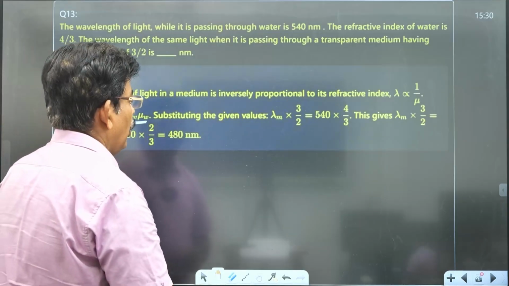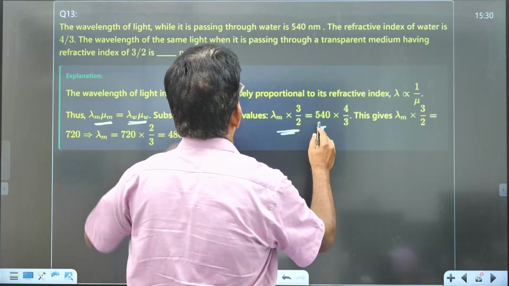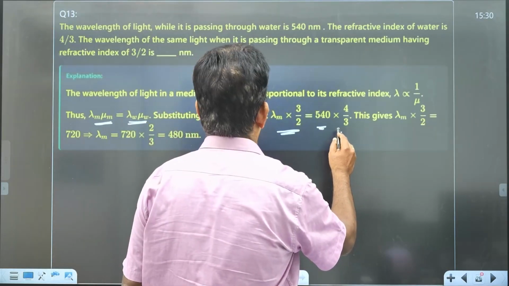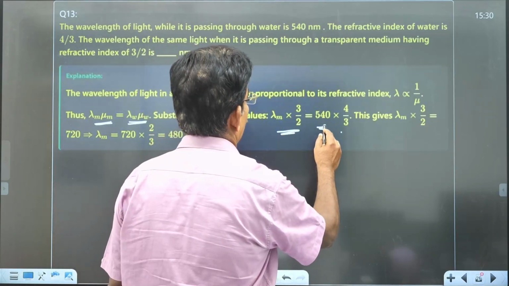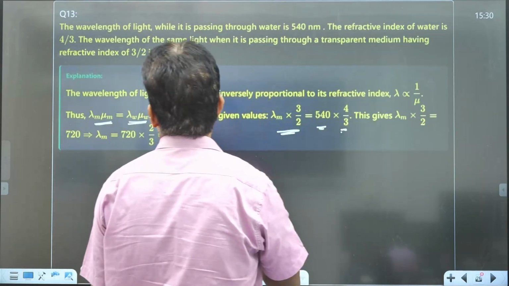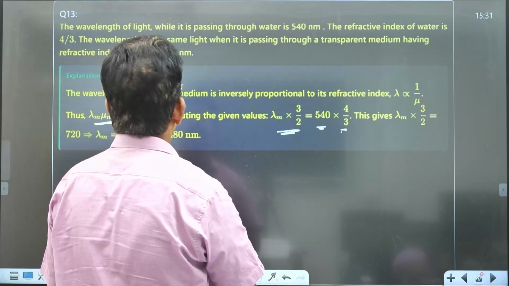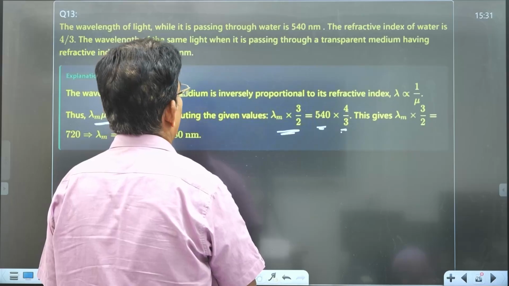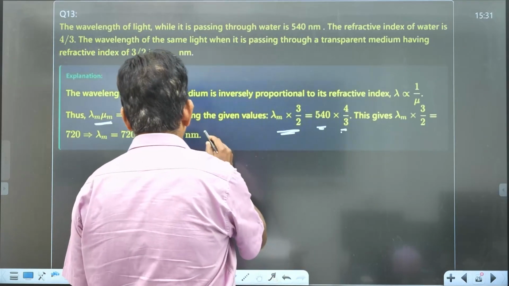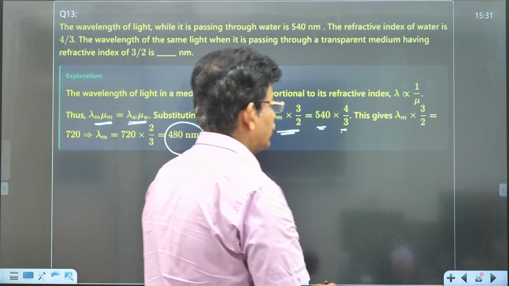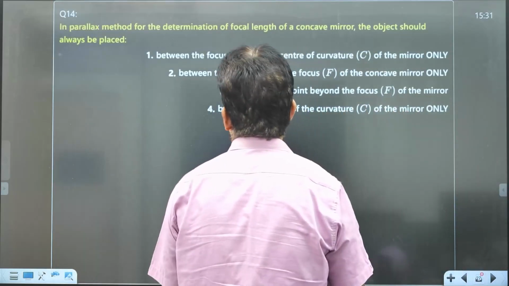So lambda in medium into 3/2 is equal to the wavelength in water, which is given to be 540, into 4/3. The refractive index of water is 4/3, and the wavelength of the same light when passing through another medium with refractive index 3/2. So solving it, we'll be getting lambda m is equal to 480 nanometer. Which is an easy, direct question. Okay. Let us go to the other one.